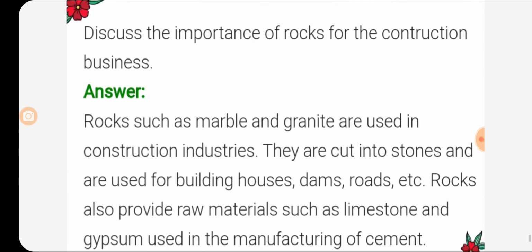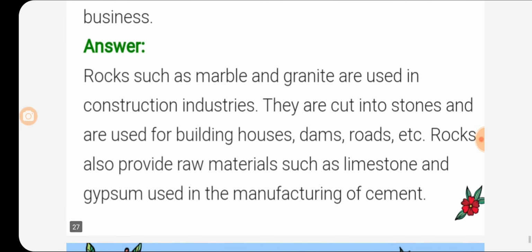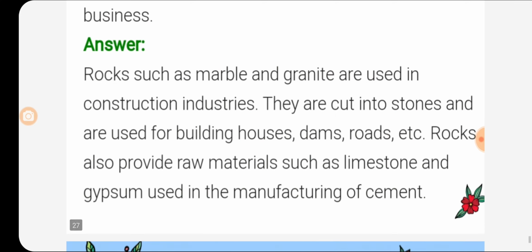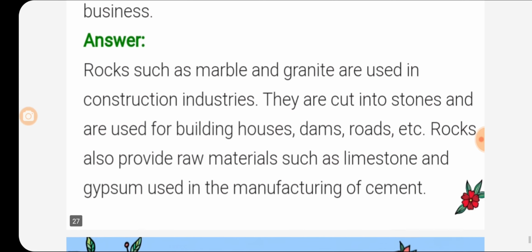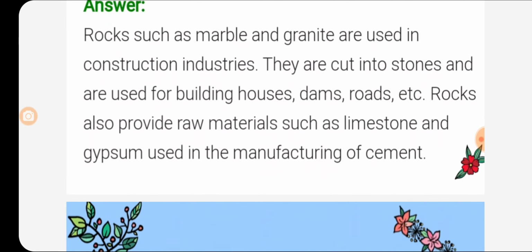Now lastly, discuss the importance of rocks for the construction industry. Rocks such as marble and granite are used in construction industries. They are cut into stones and are used for building houses, dams, roads, etc. Rocks also provide raw material such as limestone and gypsum, used in the manufacturing of cement.